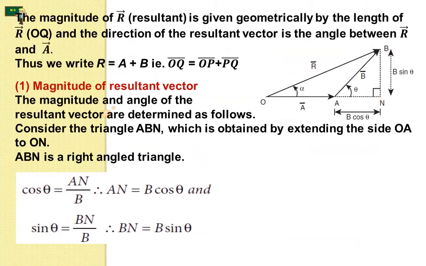Cos theta is equal to, as per the cosine law which you learned in the lower classes, AN by B. Keeping AN on one side and taking B to the other side, AN is equal to B cos theta. And sin theta is equal to BN divided by B, so BN is equal to B sin theta.